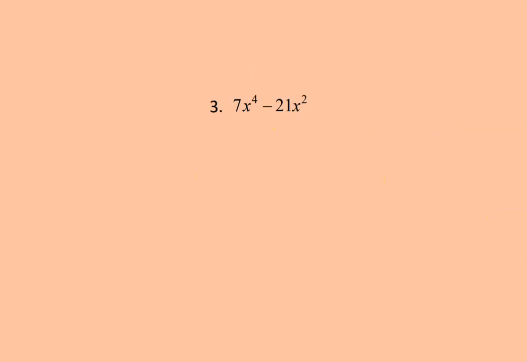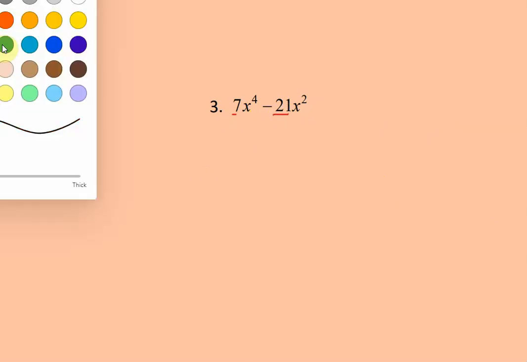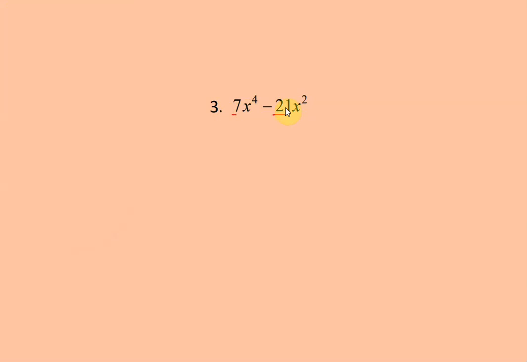Let's factor this binomial. We have 7x to the fourth minus 21x squared. So if I look at the number part of my binomial, I have a 7 in the first term and a 21 in the second term. So the greatest divisor, the greatest common factor between 7 and 21 is 7. 7 is the biggest number that can divide into both of those numbers evenly.